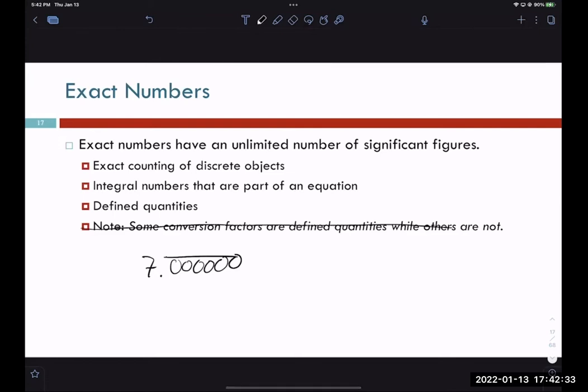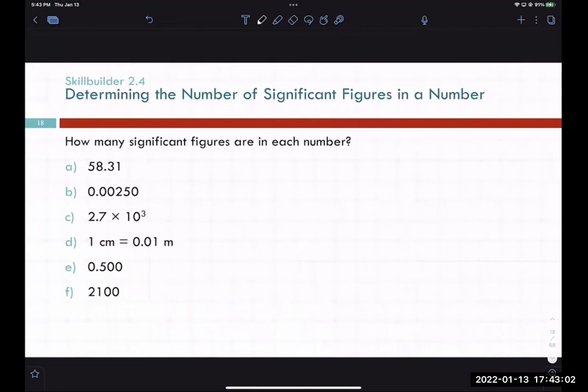Actually, I'm going to cross this one out because for the purposes of this class, we're just going to treat conversion factors as exact. So you don't need to worry about which conversion factors are defined quantities. If you take Chem 1, that's something that you'll have to cover there. And by then, it'll be a lot easier to memorize that along with everything else. Okay, so a little practice here.